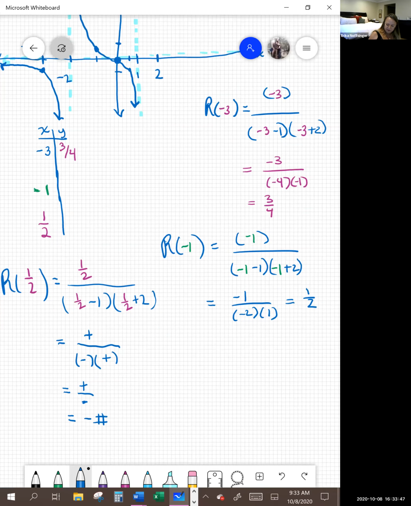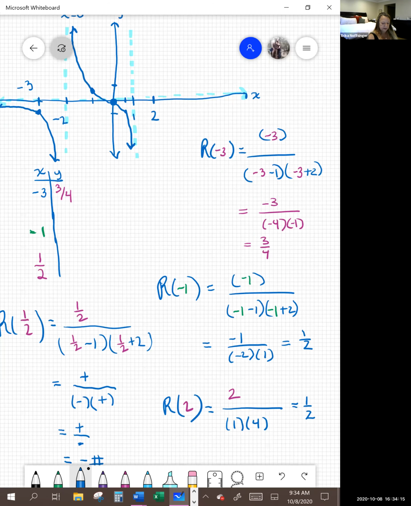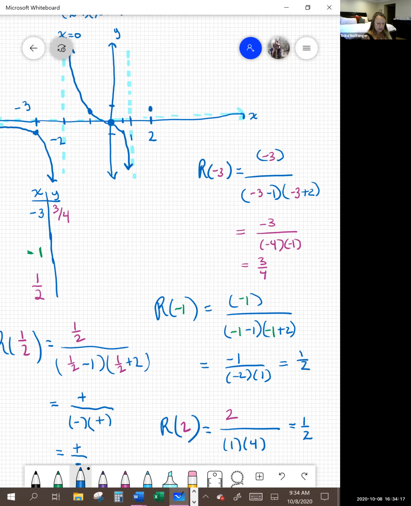So r of 2, and it doesn't hurt to get that value. I just don't want to deal with fractions. Really. So we would get 2 in the numerator all over 2 minus 1, which is 1, and 2 plus 2, which is 4, which is 1/2. So when x equals 2, we have a value of 1/2. So it's above the x-axis. So this whole graph has to be above the x-axis.